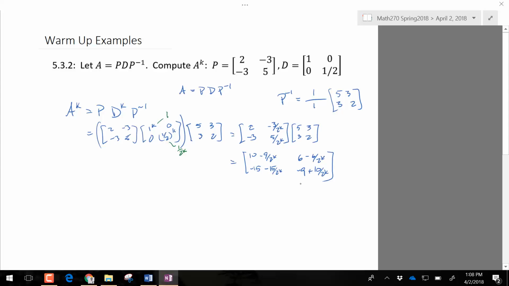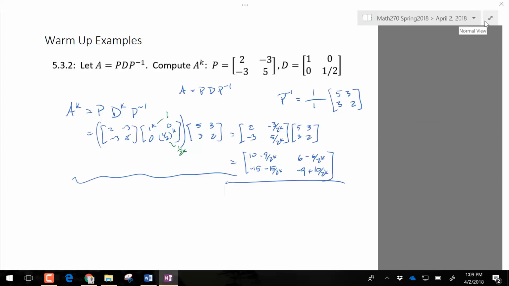So it looks a little messy, but this is the result. We just got some stuff with 2 to the K in it. And then whatever K is equal to, if K was equal to 5, then we just put K equal to 5 and simplify it as we need to. Okay? Any questions? All right, so that takes advantage of this diagonalized matrix when we're doing the multiplication.